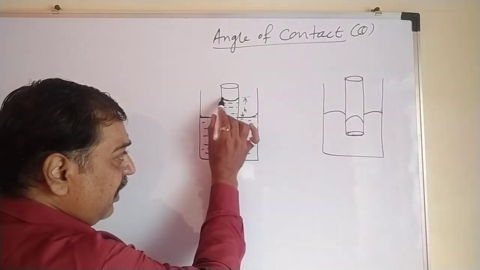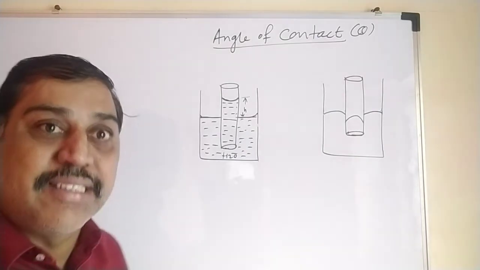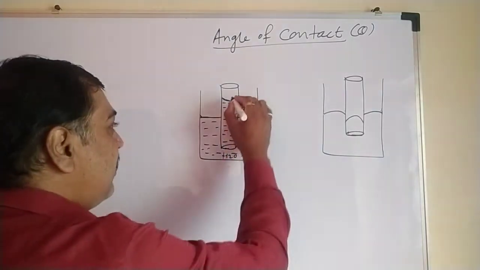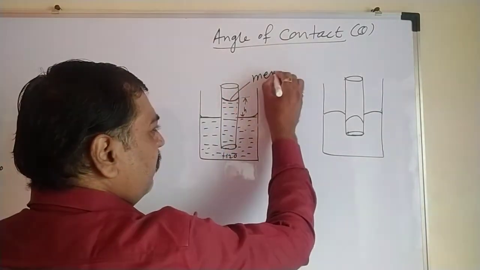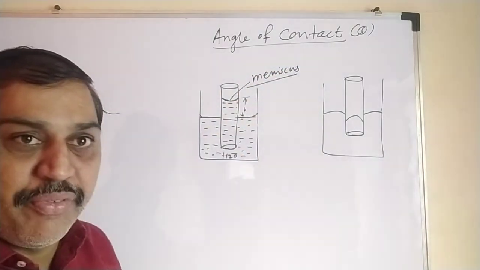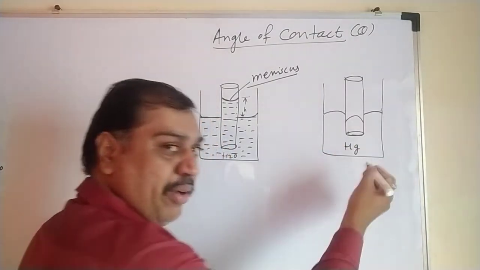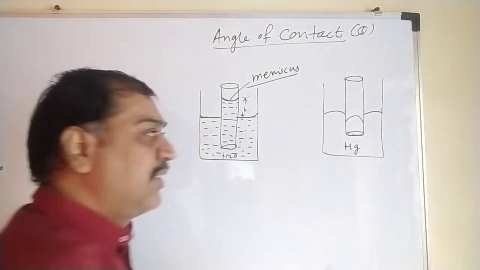Now if you see here, it is not horizontal, it is a little bit concave. This concave part is said to be the meniscus. So it is nothing but a meniscus, and this meniscus is concave here. At the same time, if you see the second diagram, here it is mercury. Instead of water as a liquid, we have taken mercury as the liquid. Same tube we have kept.